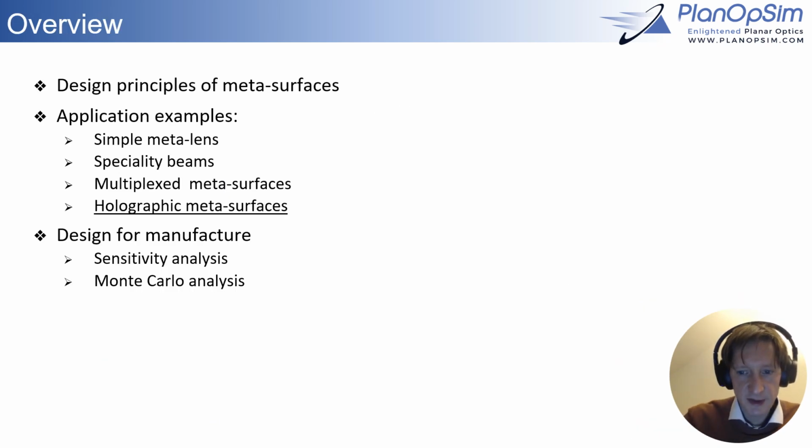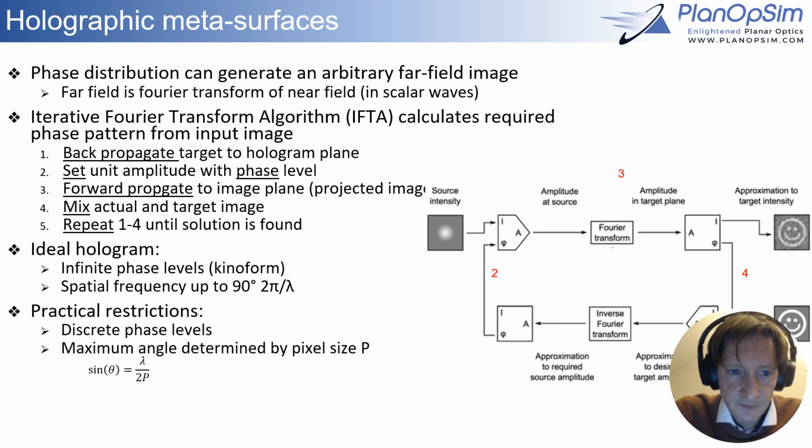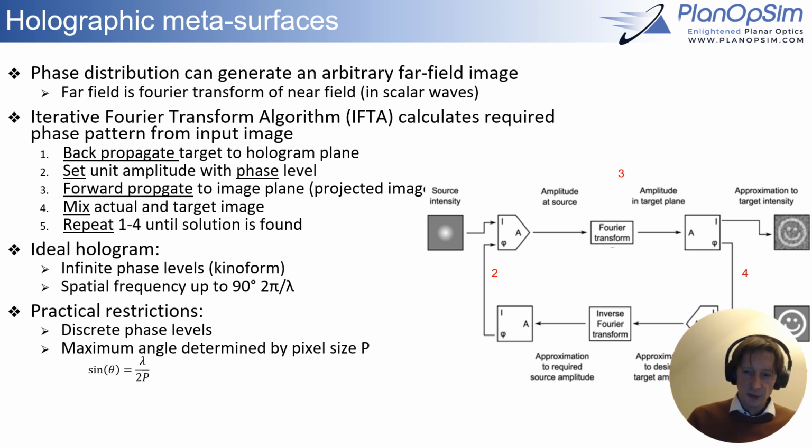Those were multiplexed metasurfaces. Let's now take a next step and look at holographic metasurfaces. A holographic metasurface is an ideal case to exploit the fact that we can have complete control over the phase distribution inside a metasurface. And we know from basic optical theory that, in a first approximation, the far field intensity profile is nothing but the Fourier transform of the near field profile, and the other way around.